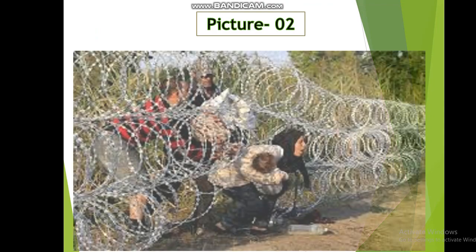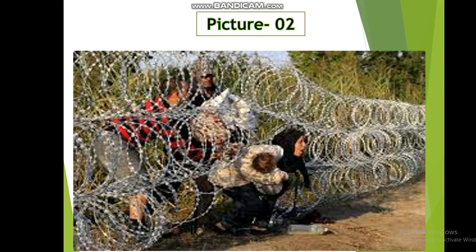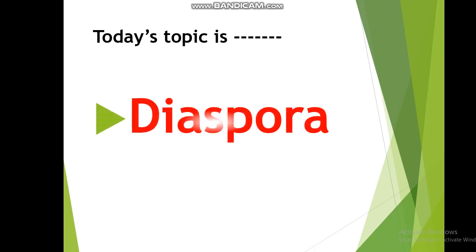And the second picture, from the borderline, there are some people trying to cross the border. You can see. What do you understand from the picture? I think you can understand what today's topic could be. Today's topic is diaspora. The word is very common nowadays.